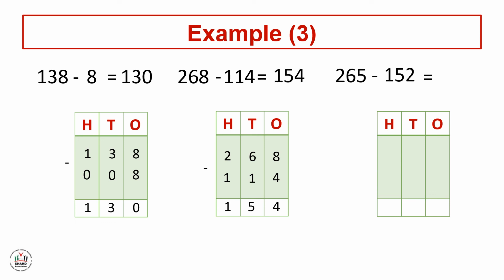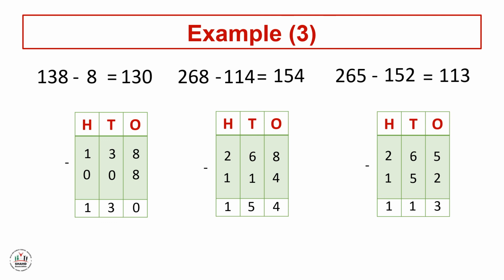The last one, 265 minus 152. We write it in vertical form. Then subtract ones from ones. 5 minus 2 is equal to 3. Then subtract tens from tens. 6 minus 5 is equal to 1. And subtract hundreds from hundreds. So 2 minus 1 is equal to 1. And the answer is 113.